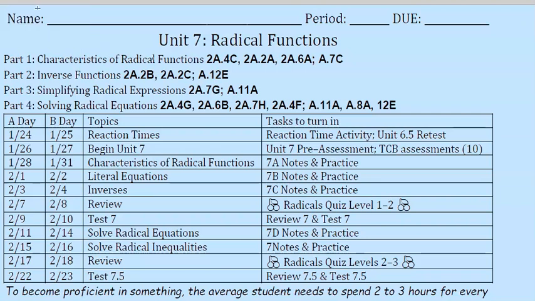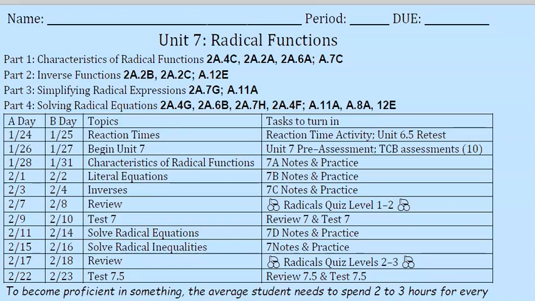Unit 7, Radical Functions. Part 1 is Characteristics of Radical Functions, and here are the TEK numbers for Algebra 2 with A2, and Algebra 1 with just A. Part 2 is Literal and Inverse Functions. Part 3 is Simplify Radical Expressions, and Part 4 is Solving Radical Equations and Inequalities.